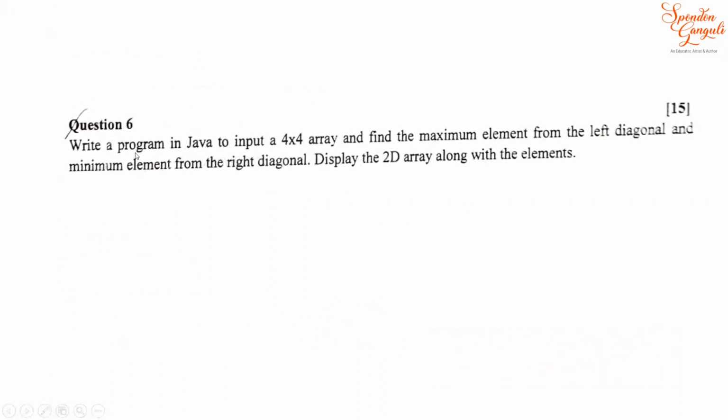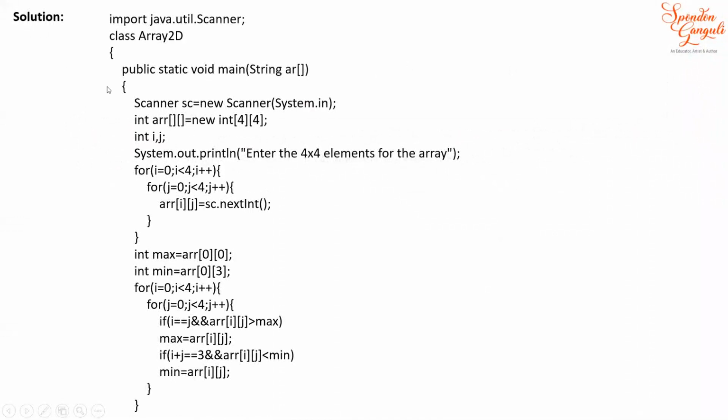Next question. Write a program in Java to input a 4x4 array and find the maximum element from the left diagonal and the minimum element from the right diagonal. Display the 2D array along with the elements. Let us see the solution. So 2D array, we have 2 dimensions.